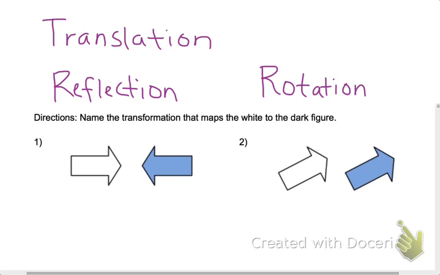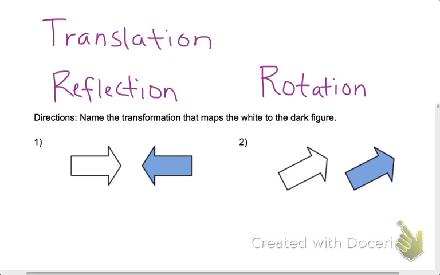Alright, so what we're looking at for this unit is transformations. So we're looking at translations, reflections, and rotations. A translation, to remind you guys, is a slide. Think of a figure sliding across the floor. That would be a translation. A reflection is a flip, and a rotation would be a turn.